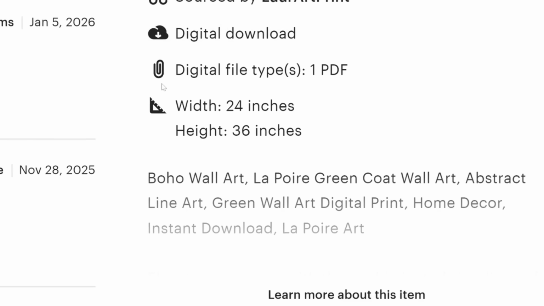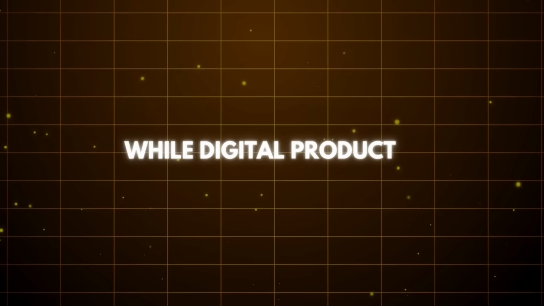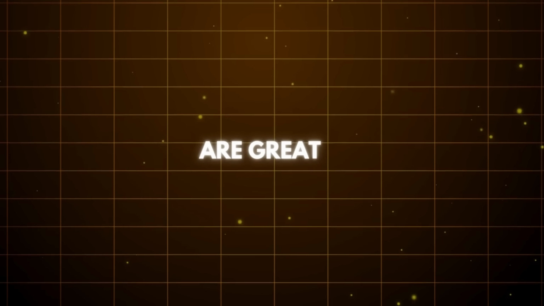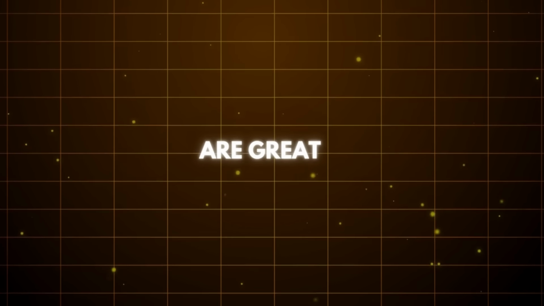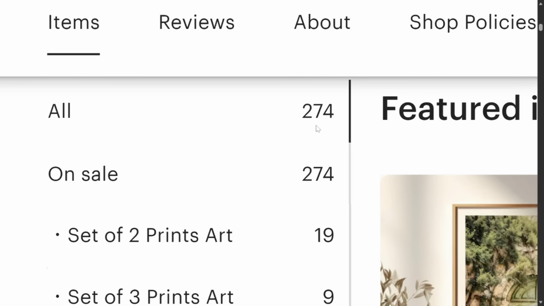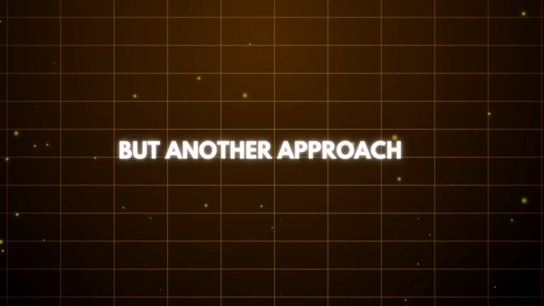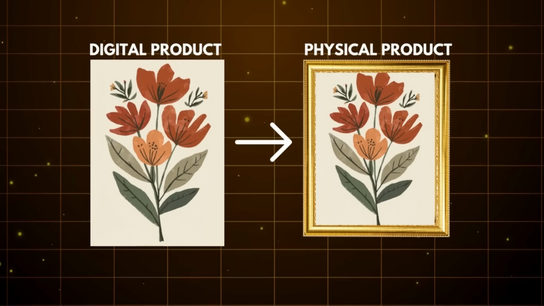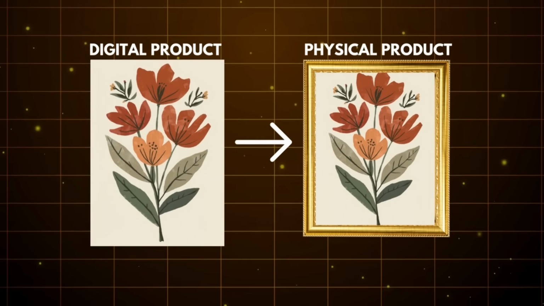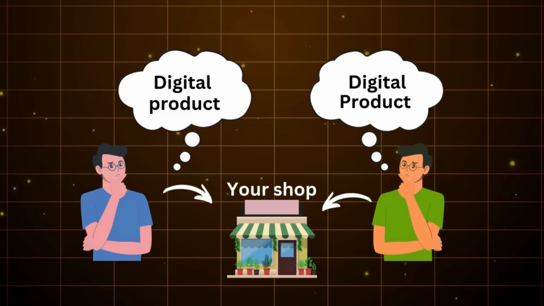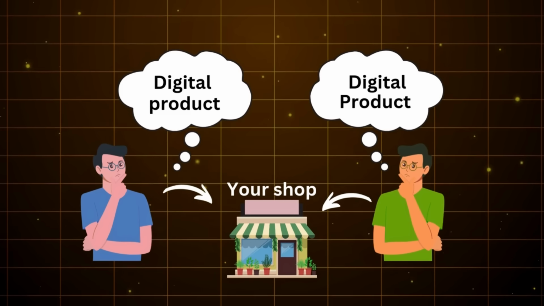Looking closely at the listing, I noticed the seller offers the design as a digital product. While digital products are great, they can sometimes come with smaller margins. That usually means you need multiple listings to scale your results. But another approach is applying the same design to a physical wall art product. This allows you to reach both digital and physical buyers, which can expand your audience.